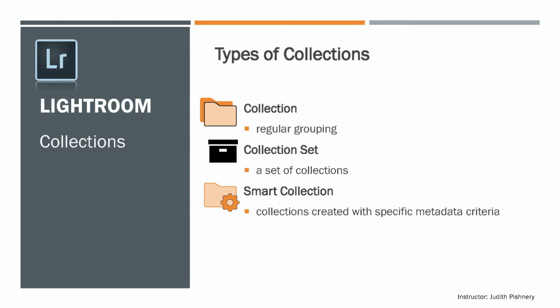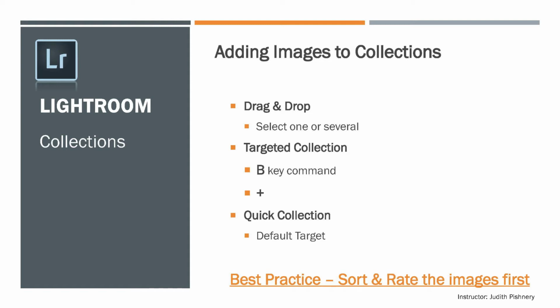And then a collection set is a box that will hold a bunch of those collections. So you can use that to organize and to group by specific topics, and I'll show you what I have. And then there's a smart collection, which is smart because it will allow you to create a collection based on specific metadata criteria, okay? And I'm going to show you that too.